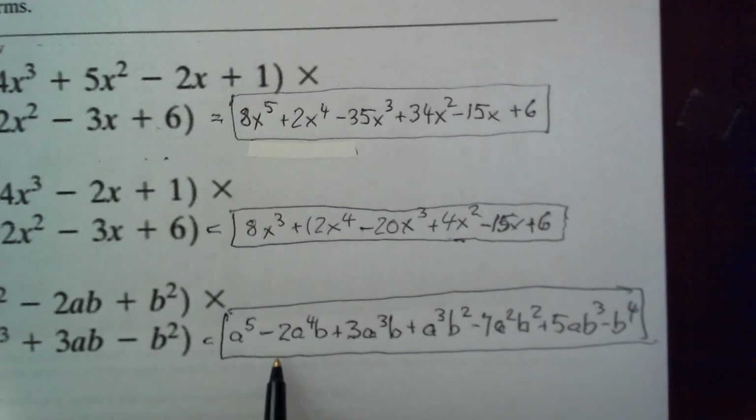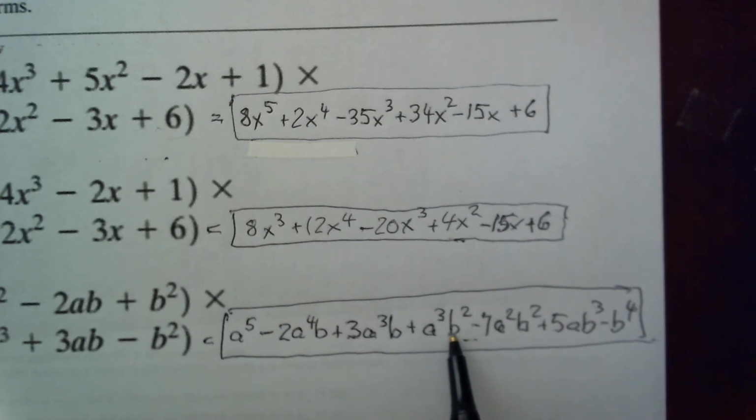When you look at the final answer, it seems like some terms look so much alike, maybe we can combine them, but you really can't. Let's look at these two terms here. It's an a to the third b squared minus 7a squared b squared. Well, they almost are the same, but they're not really like terms because here a is raised to the third power and b is raised to the second power. Here a is raised to the second power and b is raised to the second power. So because the a's have different exponents, these are not like terms.